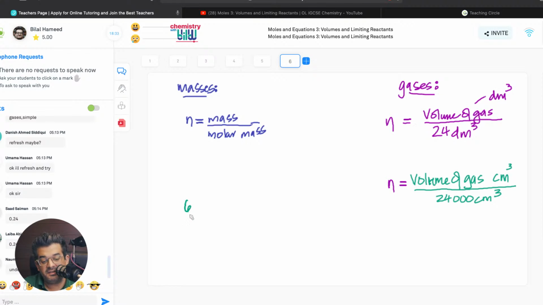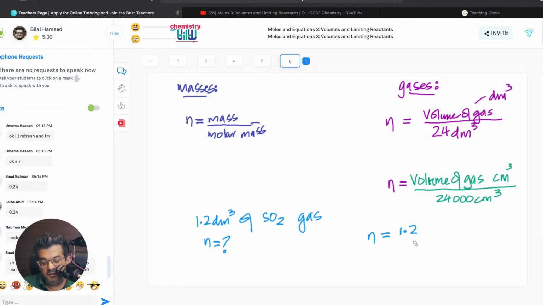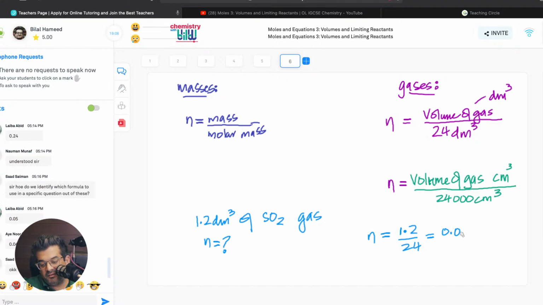So, let's make it a little more interesting. I say that I have, let's say, 1.2 dm cube of SO2 gas. And how many moles is this? Well, simply 1.2 divided by 24. Well, you will know what formula to use in a specific question. That's where my job comes in. 12 over 24 is 0.5. This is 0.05. Not 0.04.